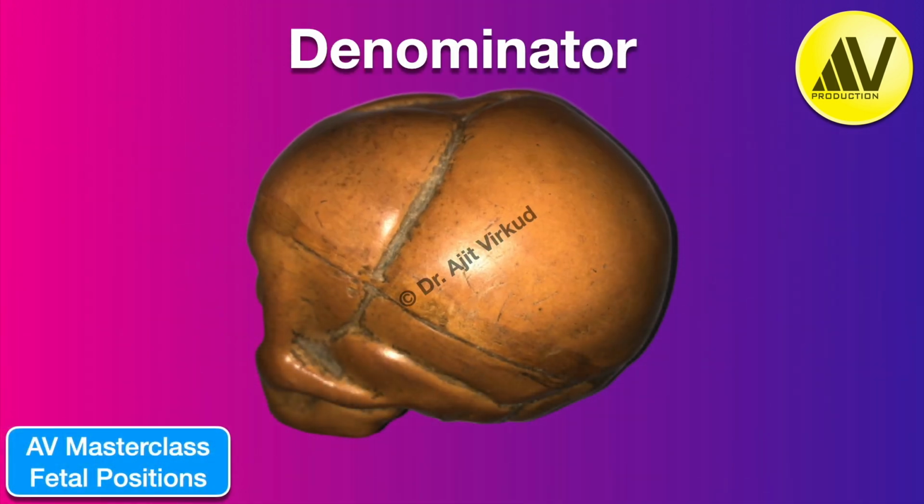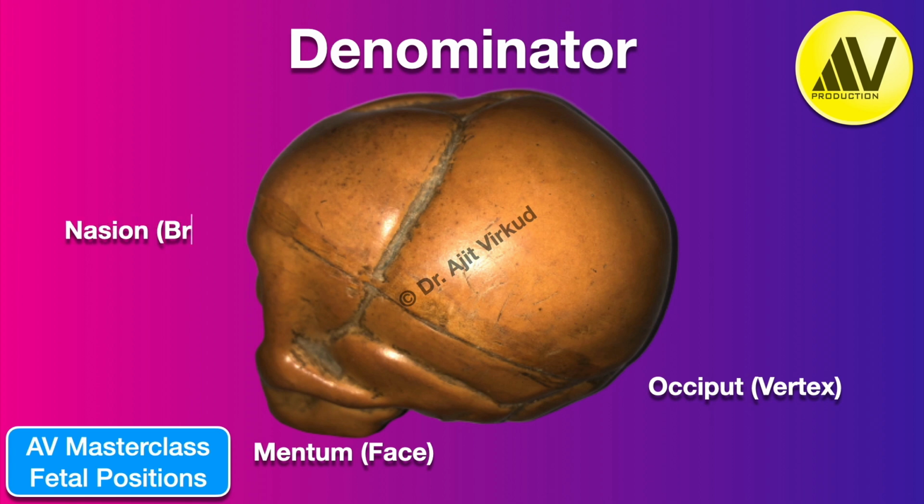Denominator is the arbitrarily chosen point on the presenting part which is referred to the various quadrants of the pelvis in order to describe the position of the presenting part. For example, in vertex presentation, the denominator is occiput, in face presentation it is mentum, and in brow presentation it is nasion, and in breech presentation it is sacrum.